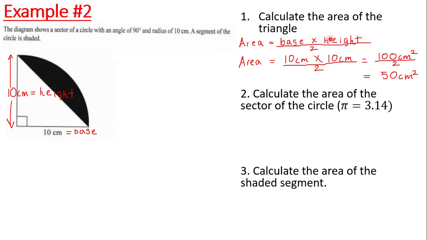Base times height divided by 2. Very good. You can see that the base is 10, right? Yes, sir. Good. And since we're dealing with a quarter of a circle, whatever the base is, the height will be the same. They won't be different. So if this is 10, this must also be 10.